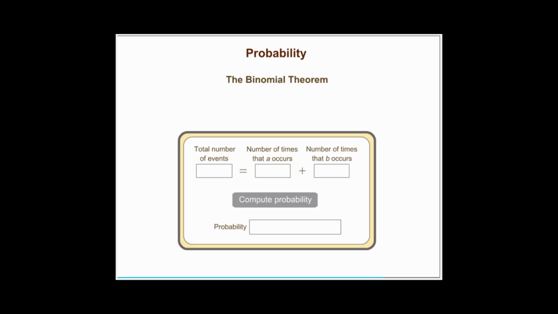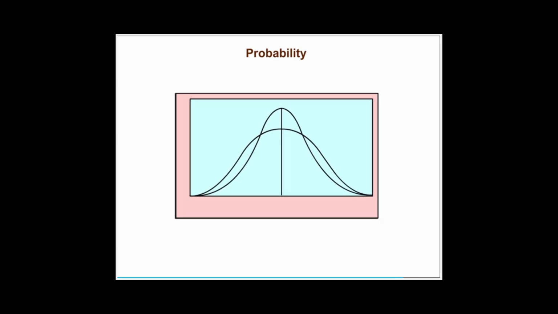For example, you might wish to calculate the probability that a couple planning a family of 4 children will have 2 daughters and 2 sons. So the total number of events will be 4, and the event A, or number of sons, will be 2, and the event B, or number of daughters, will be 2. Calculating, we find that the probability of having 2 daughters and 2 sons is 0.375, or 6/16.